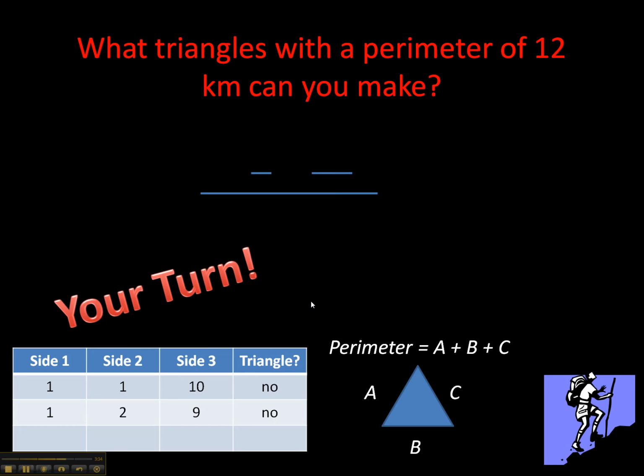So make sure that you understand how this works and think about some ways that you can show how this would work. You can use rulers and pencils and erasers and whatever you might need to use to make this type of experiment work in your favor.